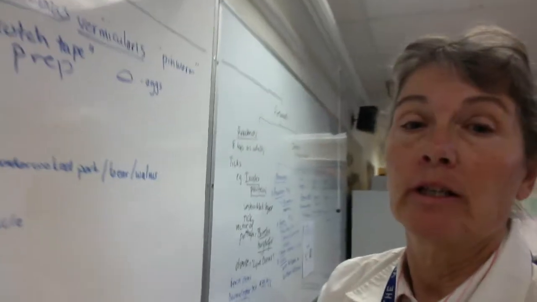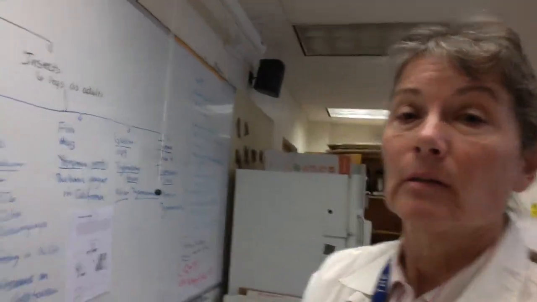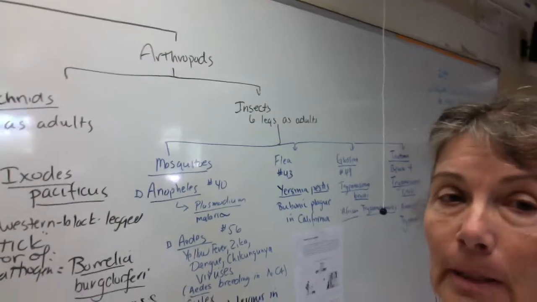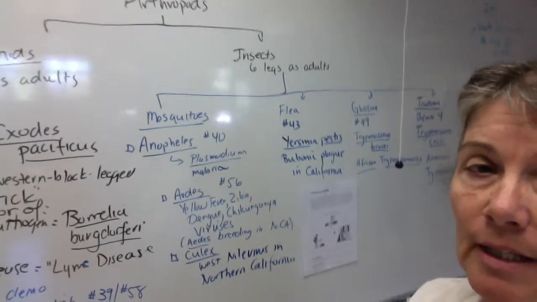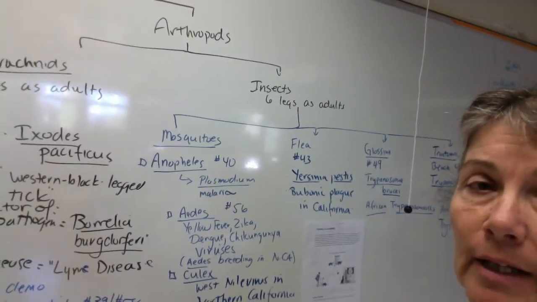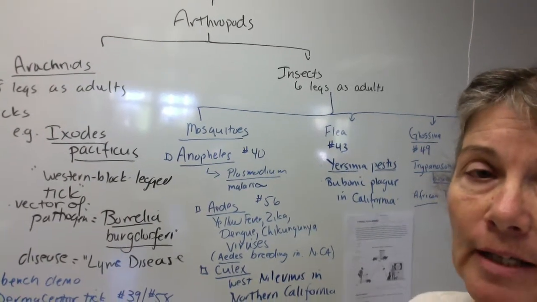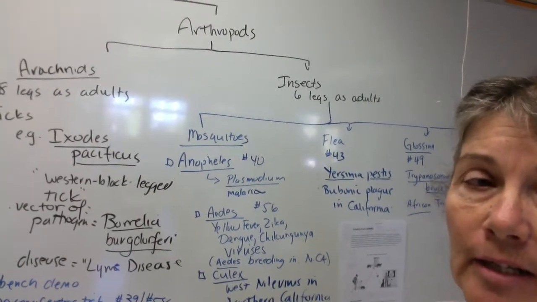Okay, so now we're going to go over to our arthropod vectors. And arthropods belong to kingdom Animalia. They have a hard exoskeleton and jointed legs. There are two groups that we're going to look at that can act as vectors. The arachnids. Arachnids have 8 legs as adults, and the second big group are the insects. Insects have 6 legs as adults.